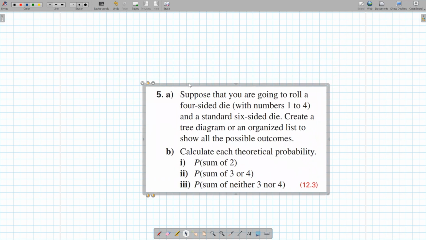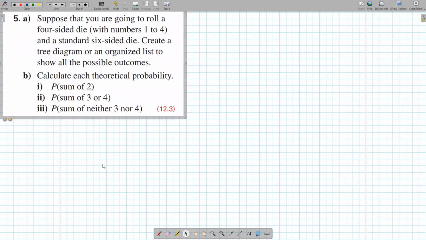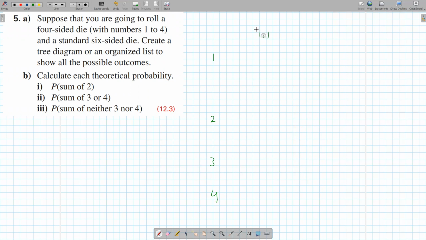This one says, suppose you're going to roll a 4-sided die with a 6-sided die. Create a T diagram. All right, so this is what happens. In the first one, there's only 4 possibilities, right? You go 1, 2, 3, or 4. And then you're rolling a 6-sided die. So you could either get 1,1, 1,2, 1,3, 1,4, 1,5, 1,6. Same thing with the 2: 2,1, 2,2, 2,3, 2,4, 2,5, 2,6. How many total possibilities are there?